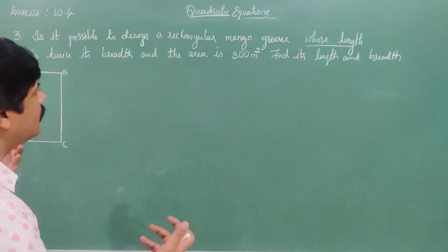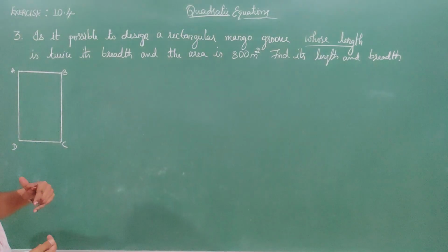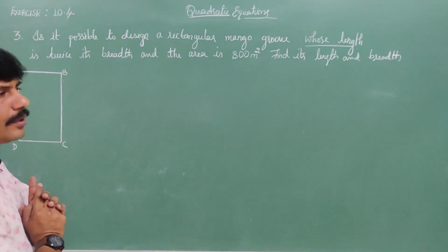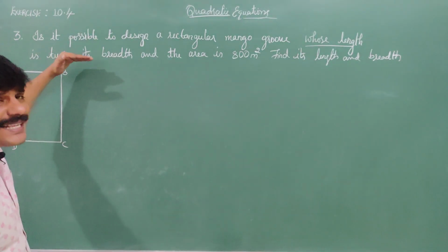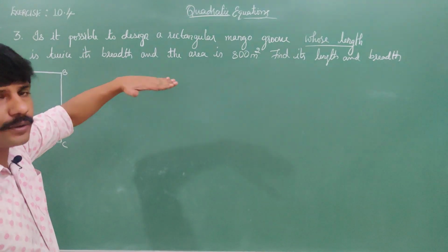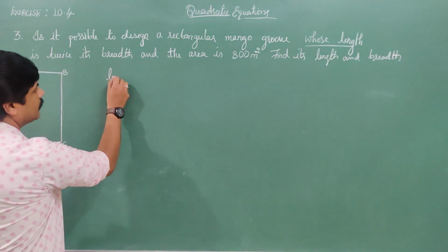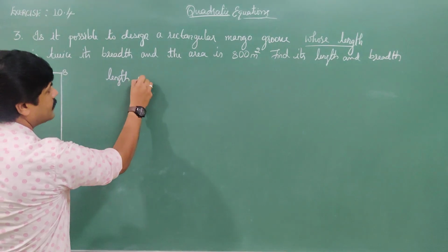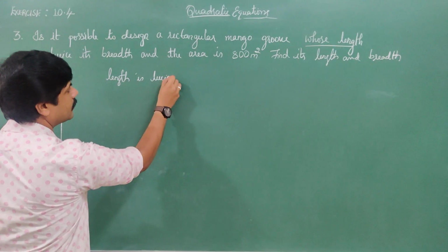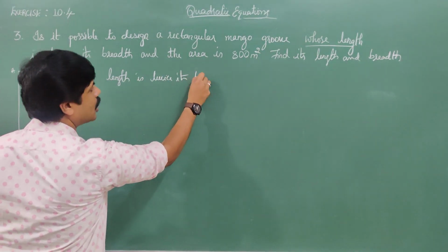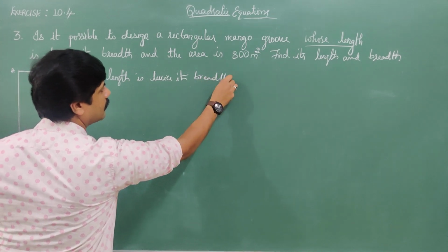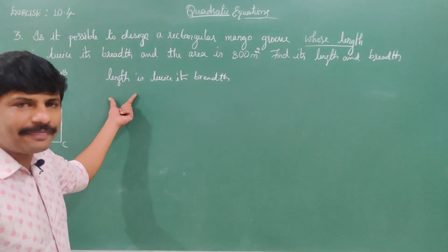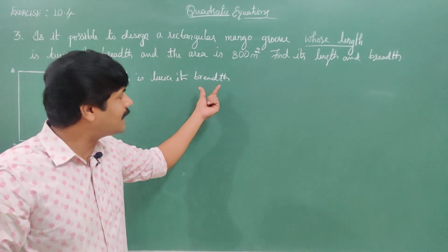Understand? Mango tree farming. The length of this particular field should be twice its breadth. Condition, write down: length is twice its breadth. That's all that is given. To find the length, you should know the breadth. What is the breadth? We don't know.